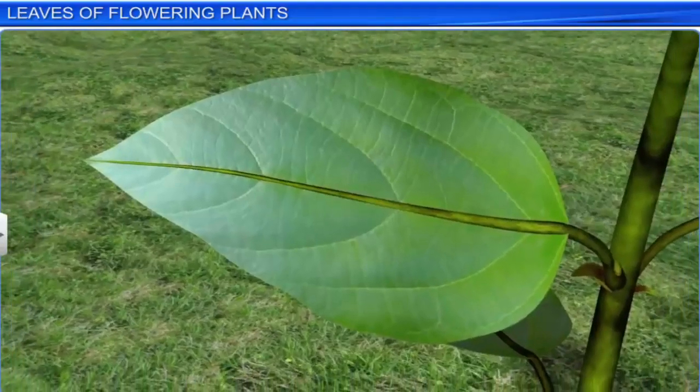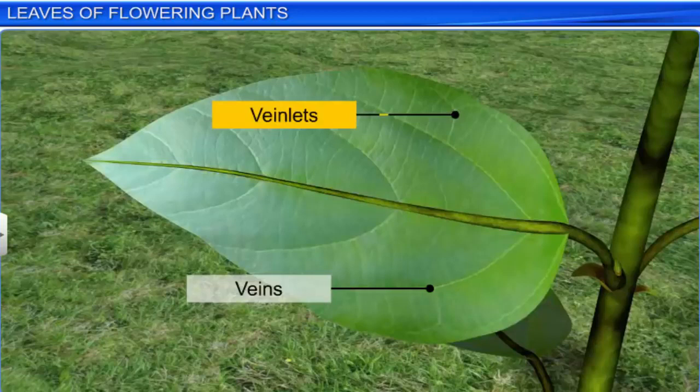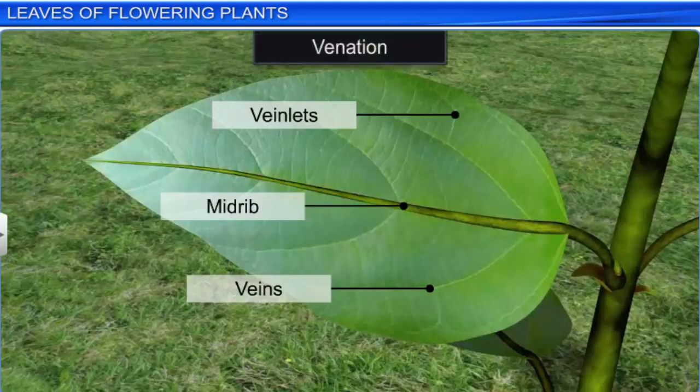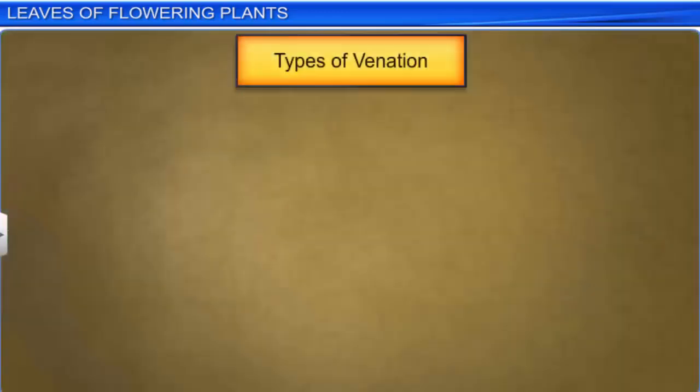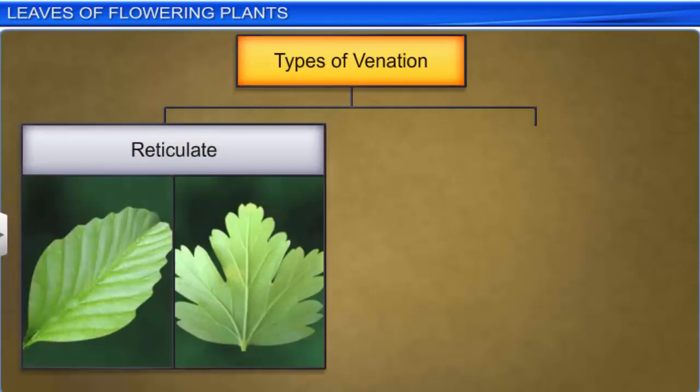The lamina also has many veins and veinlets running through it. Usually, the lamina has a prominent vein running through its center called the midrib. The arrangement of veins and veinlets in a leaf blade or lamina is called venation. Venation is of two types: reticulate and parallel.